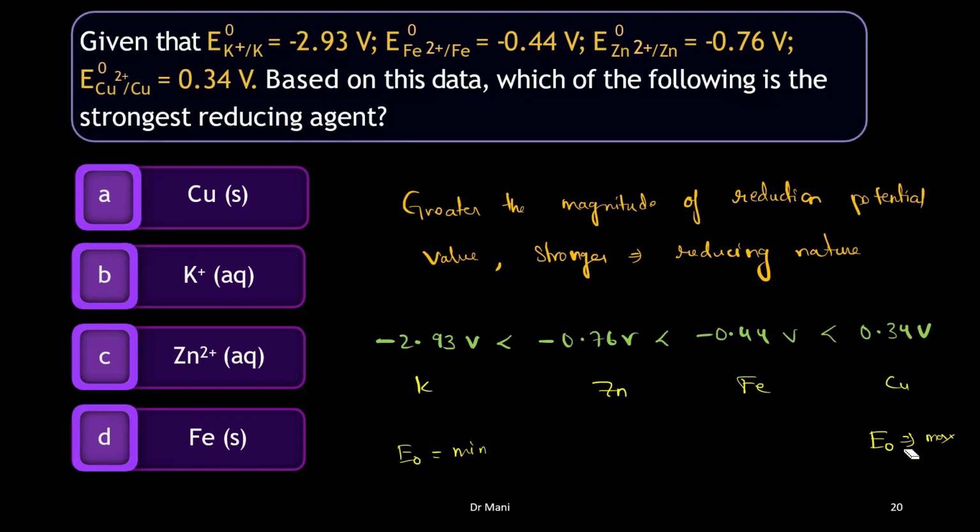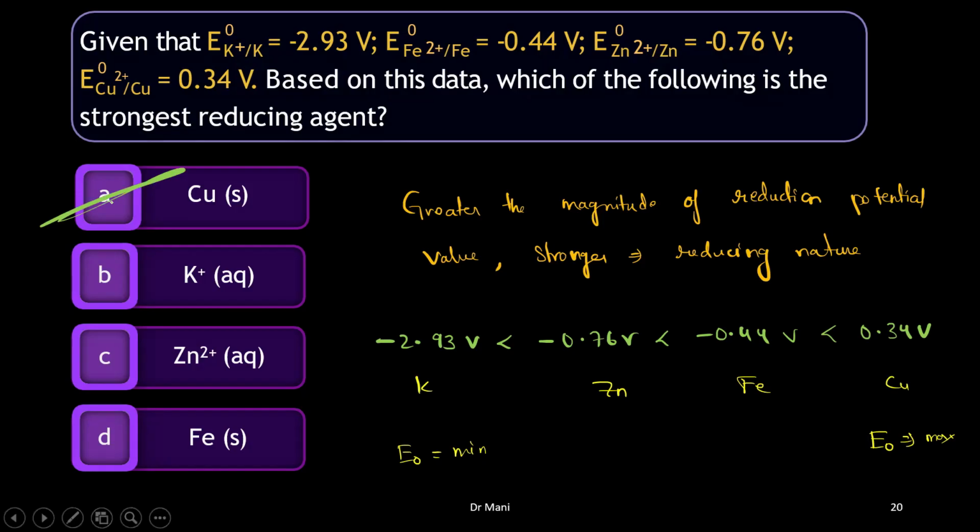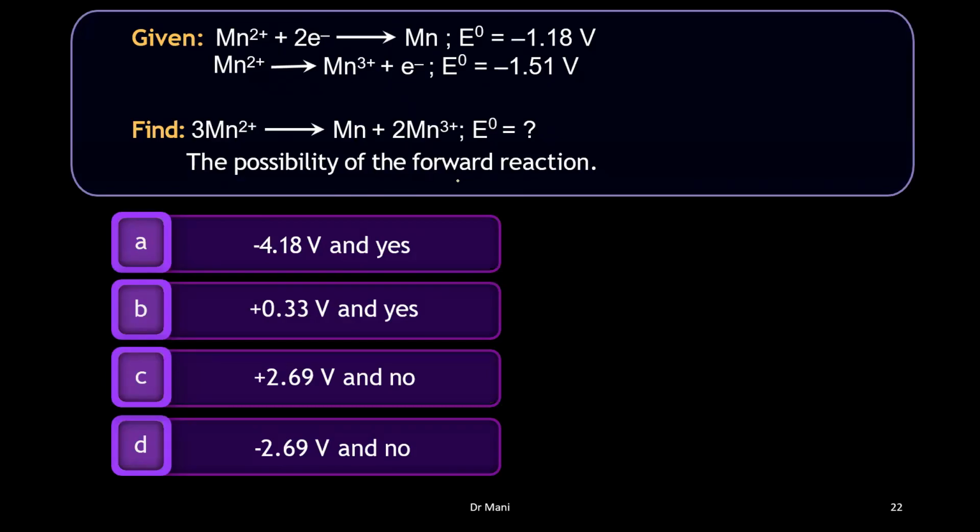So remember, Gibbs energy should be negative, but the electric potential should be positive. It should be greater than zero. It's just opposite to the Gibbs energy. Gibbs energy should be negative values, whereas the electric potential should be positive values in order to have the maximum value. So from this, what is the answer? Copper, sir. Yeah, so the answer is A. Clear? Any doubts? No, sir.